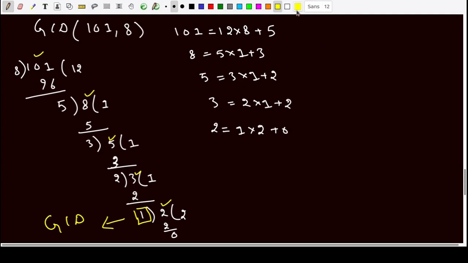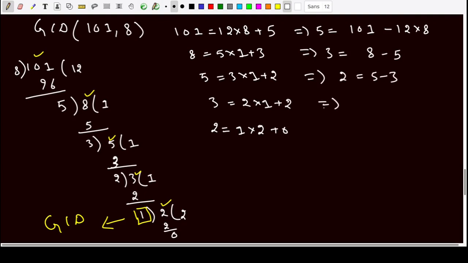Again, in the same way, here 5 equals 101 minus 12 into 8. Similarly, 3 equals 8 minus 5, and 2 equals 5 minus 3. Again 1 equals 3 minus 2. I'm so sorry, this is 1. So let's start from here.